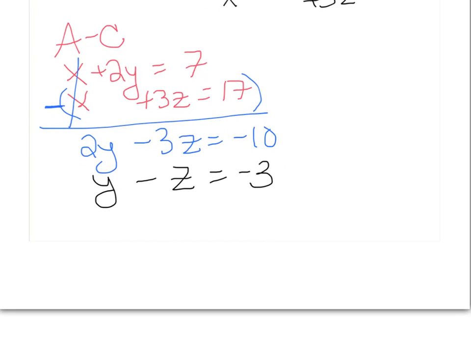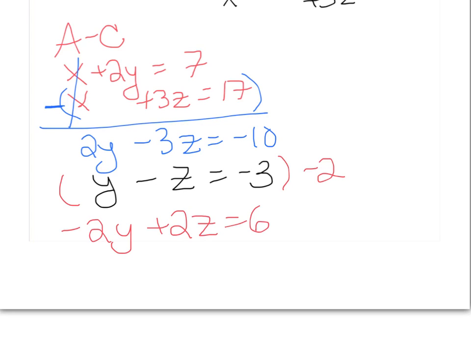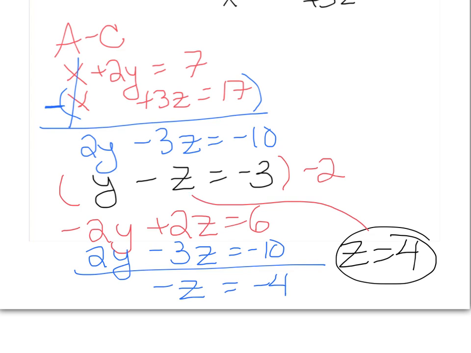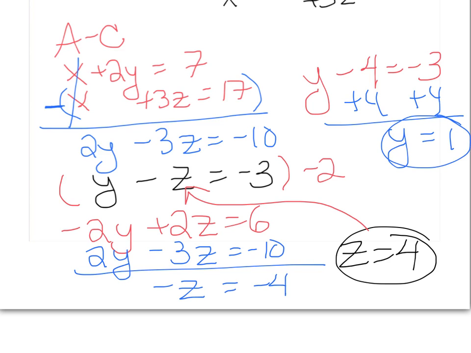So in order to do that, I need matching coefficients so that I can eliminate a variable. I'll multiply this bottom equation by negative 2. Let me rewrite the top equation. And when we add them together, we get negative z equals negative 4. That means our answer for z is 4. Well, now I can use that back in here to find y. I'm going to add the 4 to the right-hand side, so y is 1.